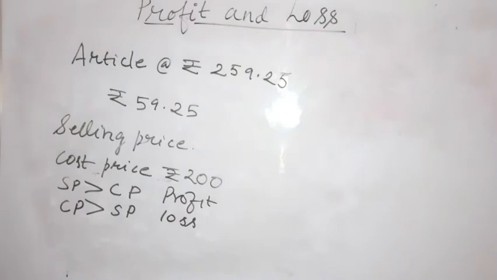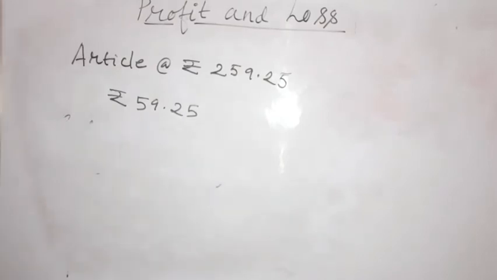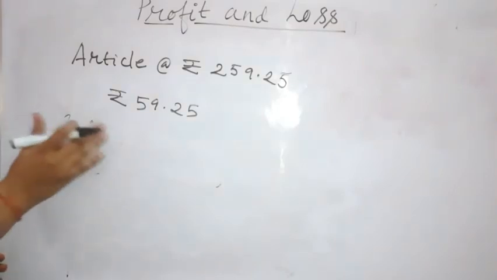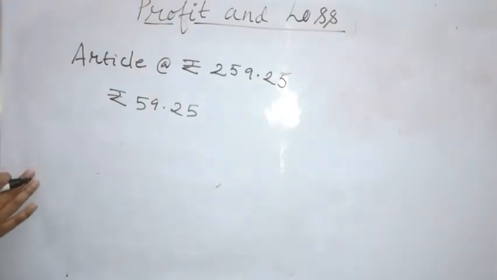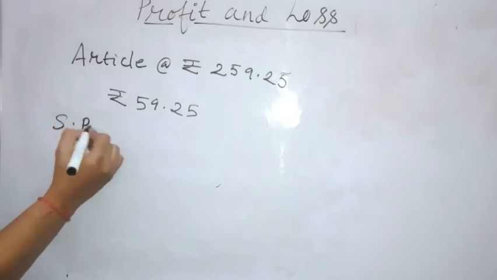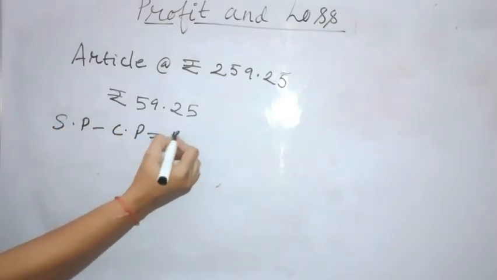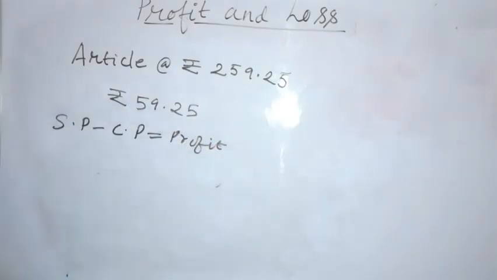Okay, so how will you find out the profit and loss? There are particular formulas used and it is very easy to find out profit or loss. So let me explain you. Yes students, so the formula is, if you want to find out the profit, the selling price is always greater than the cost price. So selling price minus cost price will give you the value of profit.